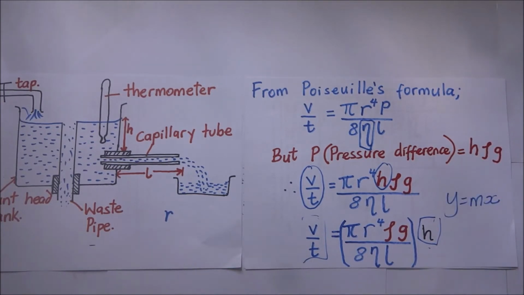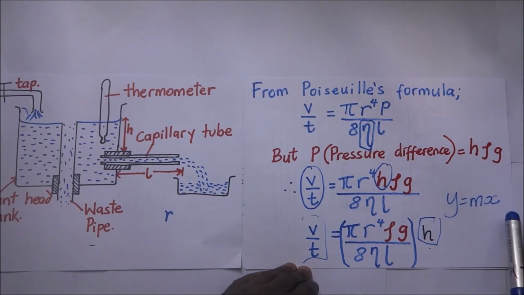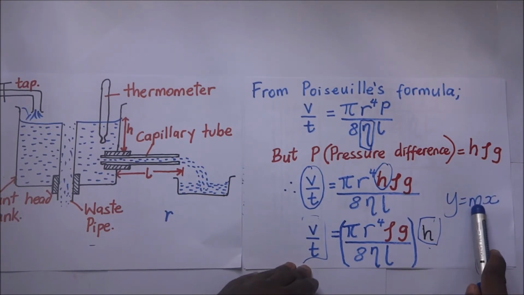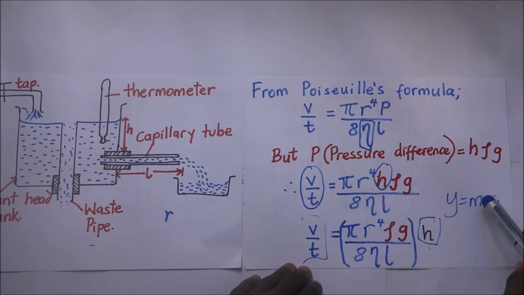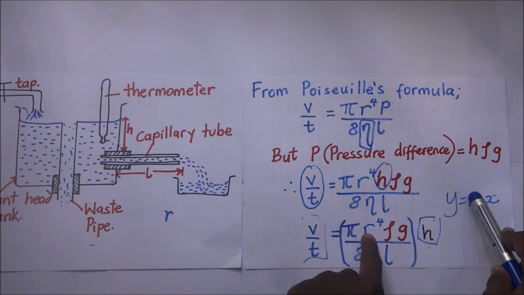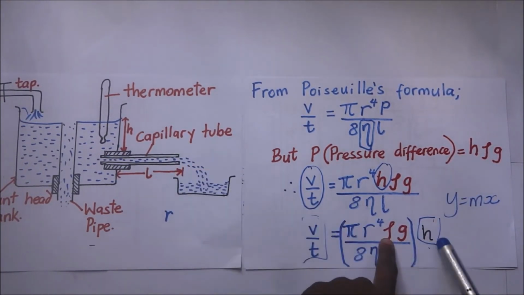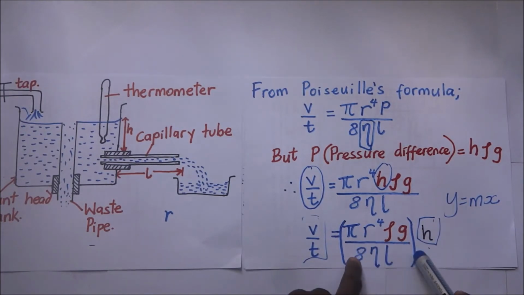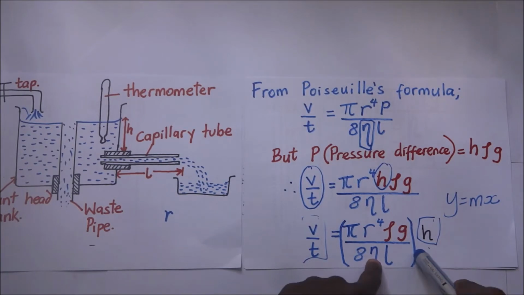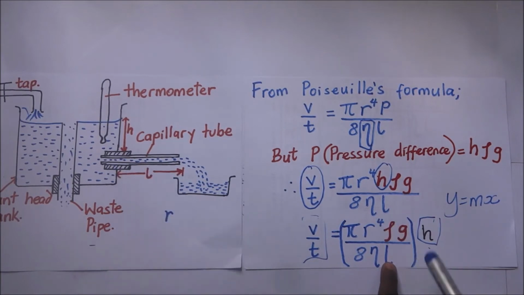We know that the general equation of a straight line is given by y equals mx plus c, where c is the y-intercept. This value of m for a straight line equation is the gradient. It is a constant, and if you look through here, pi is a constant, the radius of this tube is a constant, it's not changing, the density of water is a constant, the gravity is a constant, 8 here is a constant, the coefficient of viscosity is what we are looking for, then L, the length of the tube, is also a constant, it doesn't change.